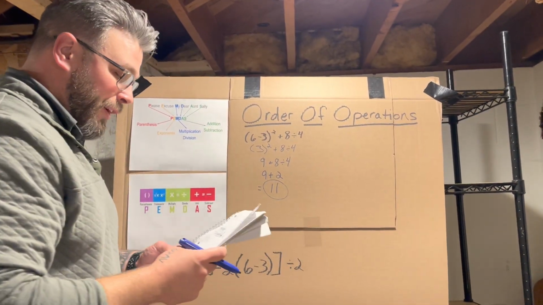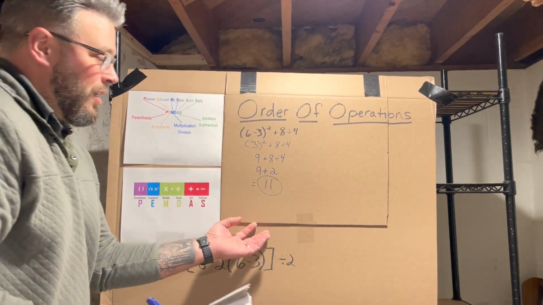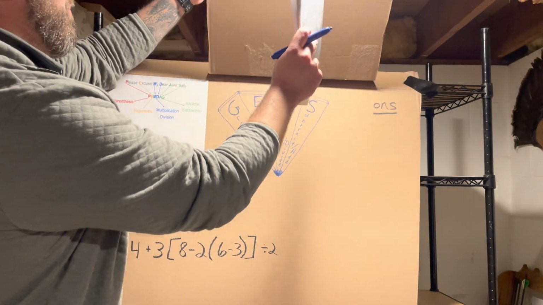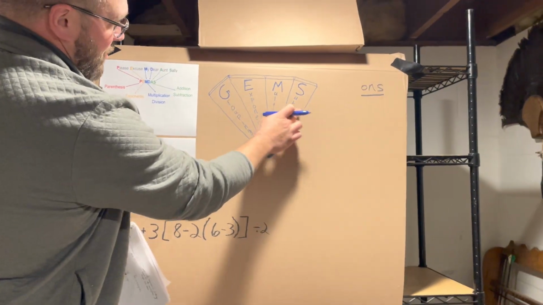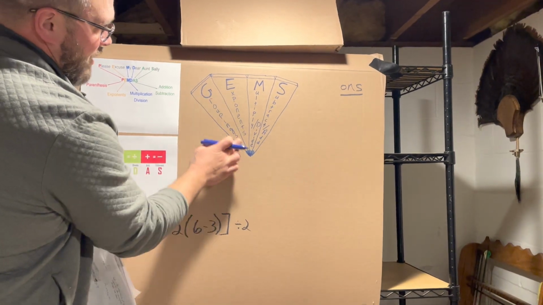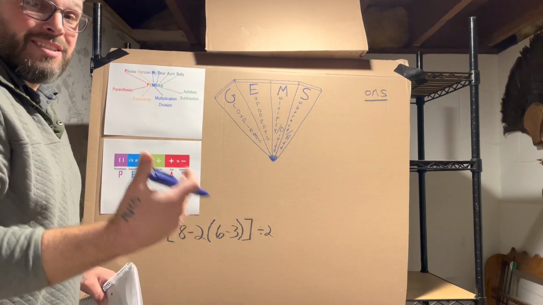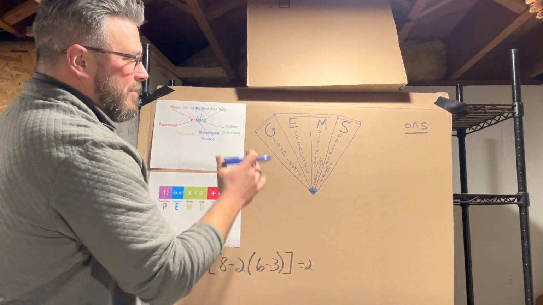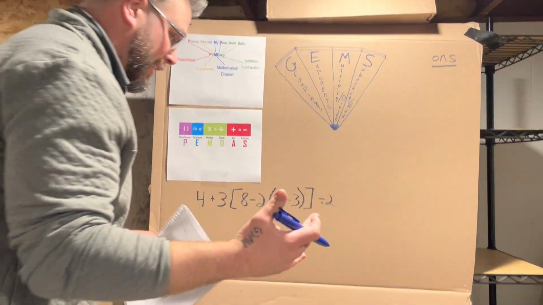Now here's the really cool part. I came across this other acronym, and maybe you guys have heard this before. It's a little gem. Now, GEMDAS: groupings, exponents, multiply, divide, subtract, and add. Essentially, it's the same thing as our PEMDAS, just a little bit shorter acronym, something maybe a little bit easier to understand. But here's where I really liked it.